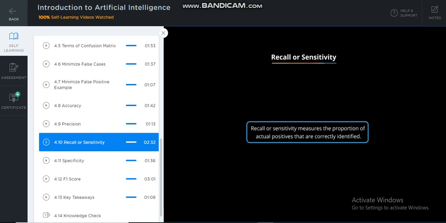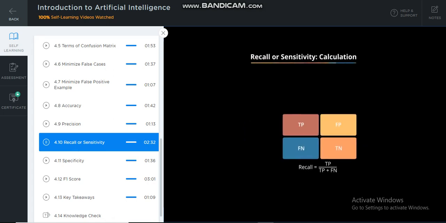Recall, or sensitivity, measures the proportion of actual positives that are correctly identified. Recall is a measure that tells us what proportion of patients that actually had cancer was diagnosed by the algorithm as having cancer. The actual positives, which are people having cancer, are true positives and false negatives, and the people diagnosed by the model as having cancer are true positives. Note that false negatives is included because the person actually had cancer even though the model predicted otherwise.